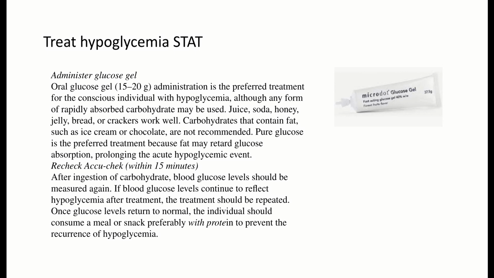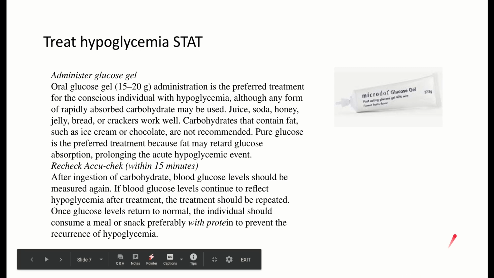So we need to treat hypoglycemia immediately. If your AccuCheck machine registers below 70 or whatever the benchmark is for hypoglycemia in your facility, you need to administer glucose gel immediately. This is how the glucose gel looks like. It looks like a toothpaste.